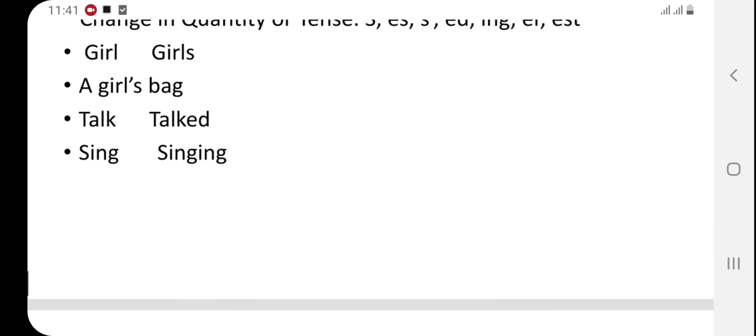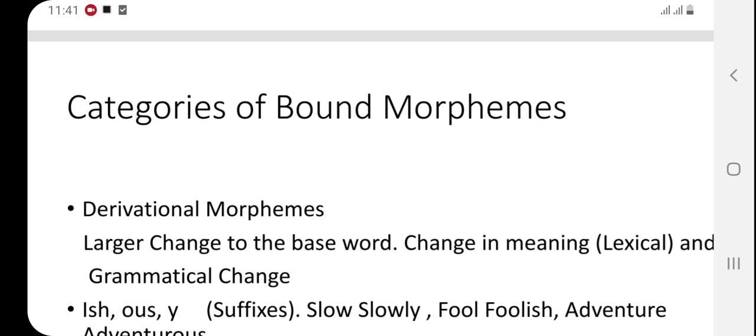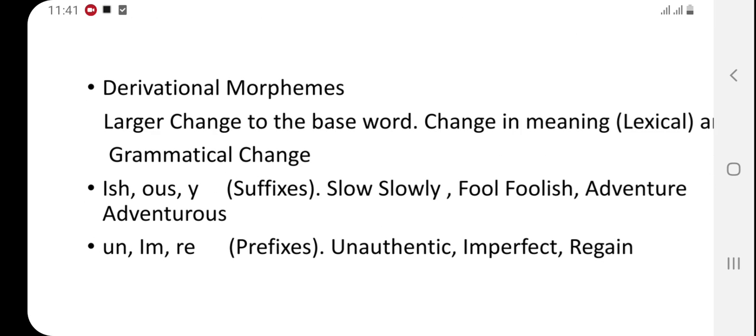Then we have categories of bound morphemes. The next one is derivational morphemes.